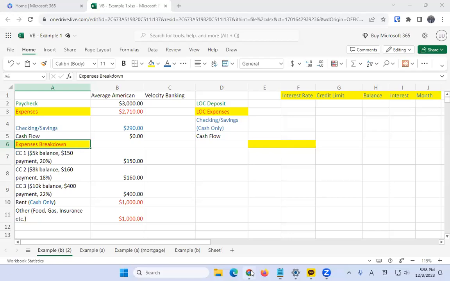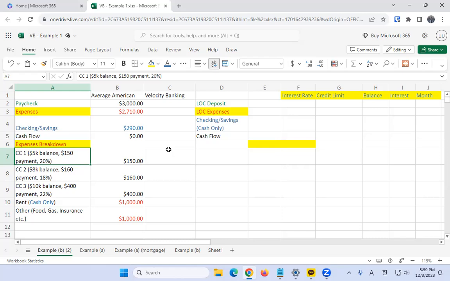And so what I did is I created a spreadsheet, a budget. What's the first thing we need to do when we do velocity banking is we need to create a budget. So we just assumed that we have a $3,000 paycheck, $2,700 in expenses, right? $290 in savings. And then we have our expense breakdown. In our expense breakdown, we have to list every single debt that we have, which is only the 3 credit cards. Now, we don't have access to, let's say, a personal home equity line of credit.